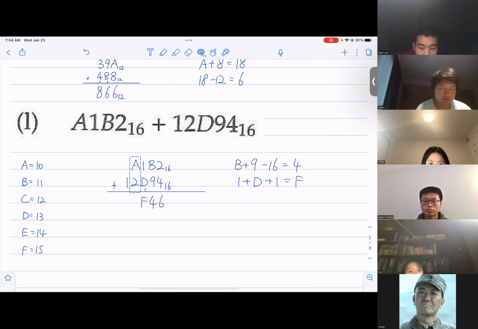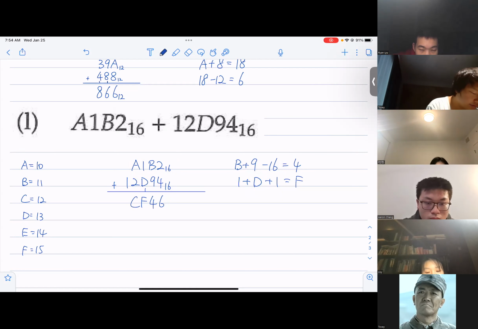So what about A plus 2? C. C, right? A, B, C. That makes sense? A plus 1 is B, B plus 1 is C, right? So we put a C here, and no carryover, just 1. So the answer should be 1CF46.